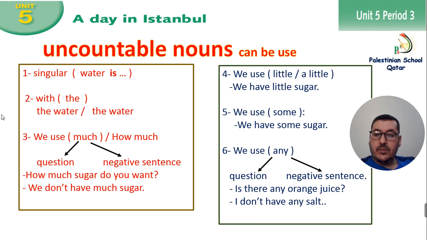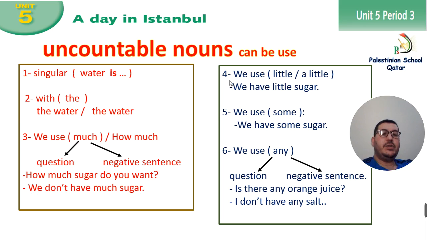Number 3, we use much with uncountable nouns and in questions with how much. For example, we use much with a question and we use much with a negative sentence. How much sugar do you want? This is a question, and with the negative I can say we don't have much sugar.